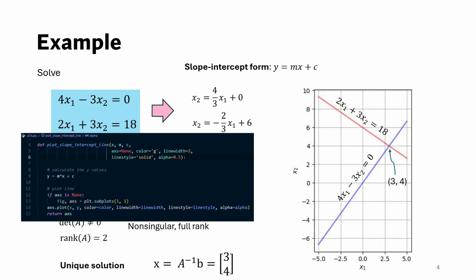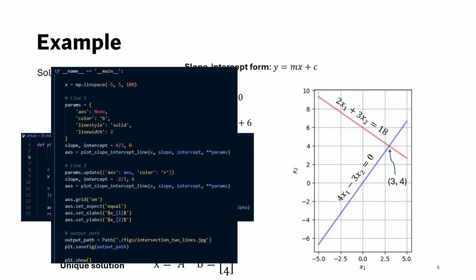This is the function we use to plot a line. It takes x, m and c as arguments. We then calculate y values using the slope-intercept formula and then plot x and y values as a line. And this is the code which we use to plot both lines in the same figure.